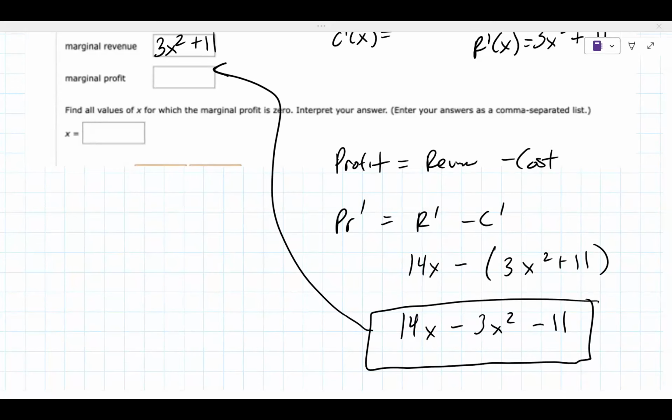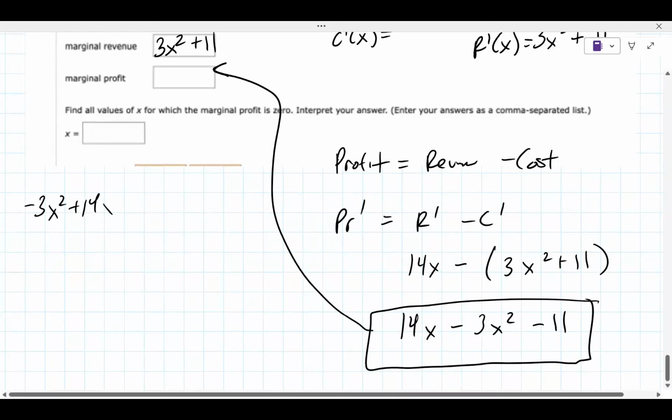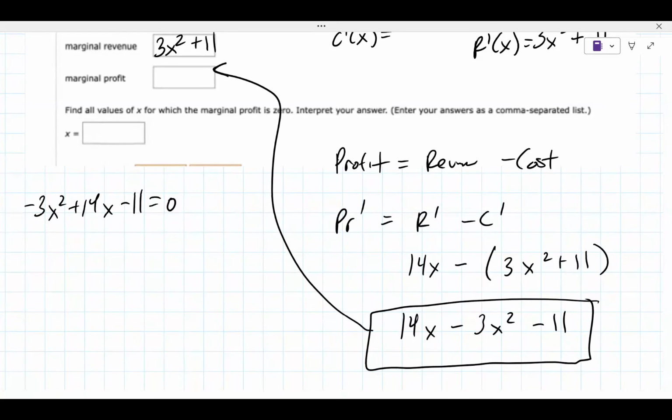And then it says find all the values of x for which the marginal profit is 0. Interpret your answer. So you're setting the marginal profit, minus 3x squared plus 14x minus 11, equal to 0. You can solve this a number of ways. You can factor, you can graph. What do you think you would do on a test or quiz? Quadratic formula, kind of overkill. Maybe quadratic formula. I'm not really sure.